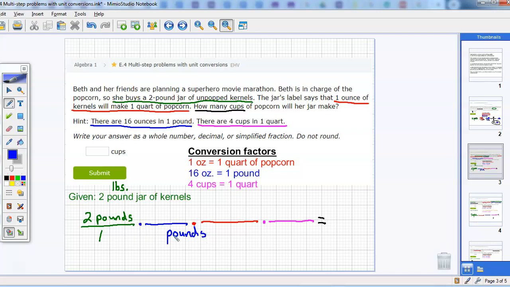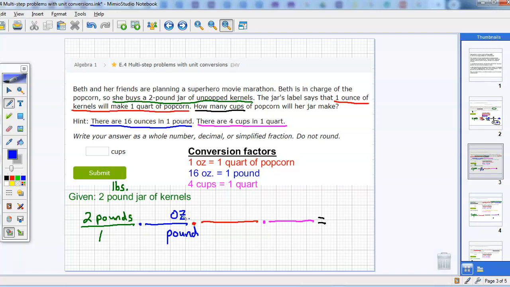Okay. And actually, it should be pound. There I go again, pluralizing it. So you know pound will cancel with pounds, even though they're not exactly the same. And then we would have ounces up here. I'm going to go back and fill in the numbers later.